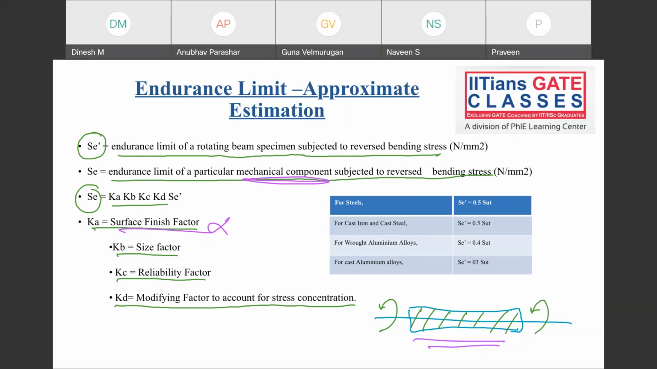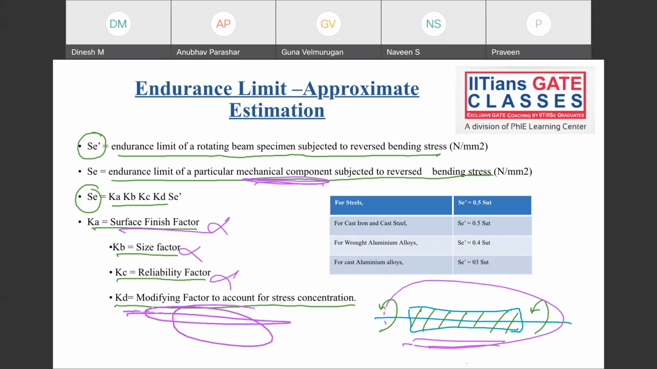Size factor: definitely the size of the machine component will not be the same as the rotating beam component, so the size factor is there. Reliability factor: the workmanship and the skill of the people. All these things will also come into account while considering fatigue failure, so we have the reliability factor. And then we have the modifying factor to account for stress concentration.